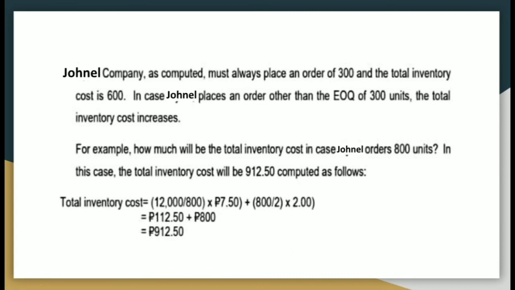And then plus quantity of 800 divided by 2 times 2, this is our carrying cost. This is the formula for our carrying cost. So, in order for us to get the total inventory cost, we have to add the ordering cost and carrying cost. How much is our ordering cost? That is 112.50 pesos plus our carrying cost, which is 800 pesos. Add them together, we will get a total inventory cost of 912.50. Right?